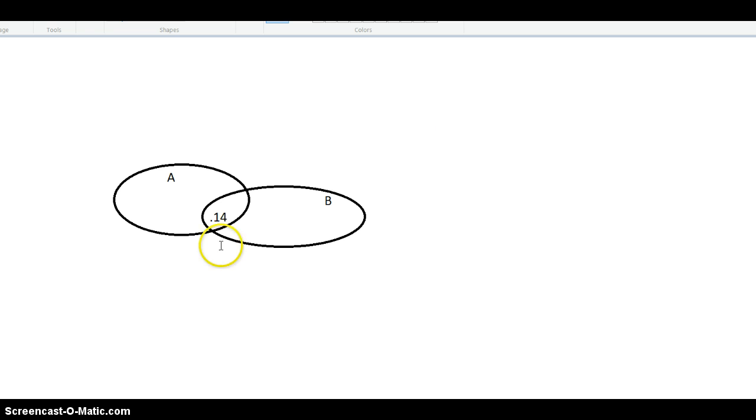And we know P of B is 0.5. Pay attention to the notation. P of B is 0.5, so it represents the entire circle. The probability of the entire event B, the entire circle, is 0.5. And if I want to mark the right section of B, that would be 0.5 minus 0.14, so I will get 0.36 on the right side. And now I don't know the left side of A yet.